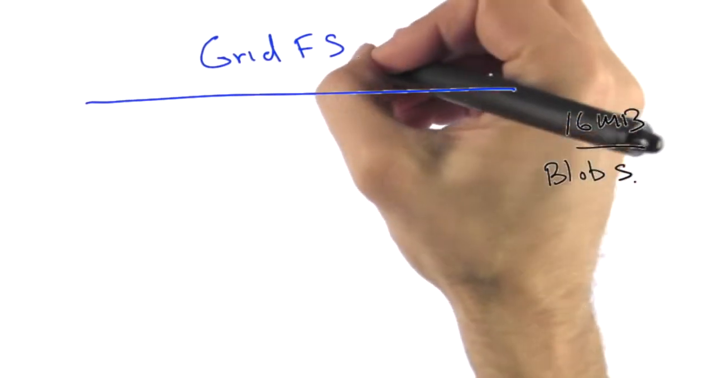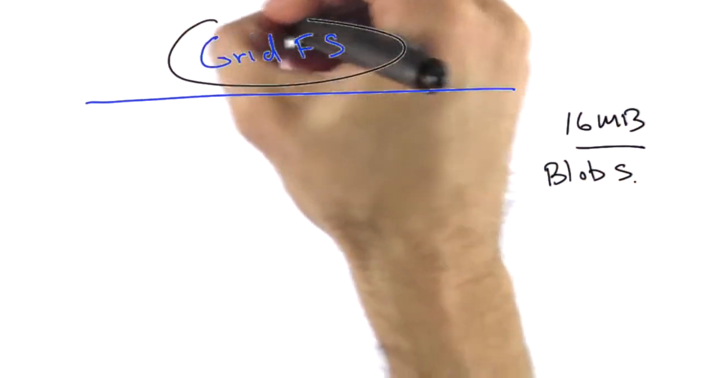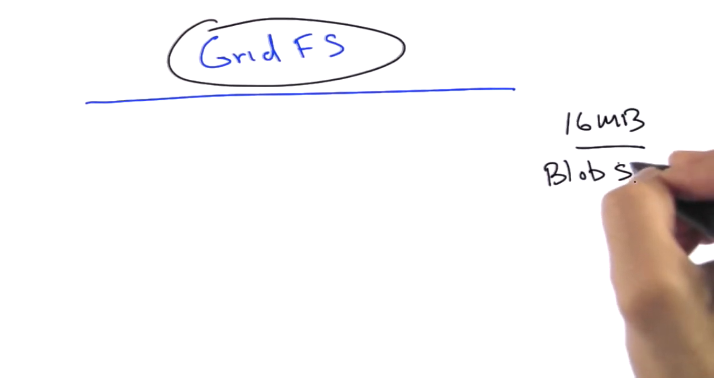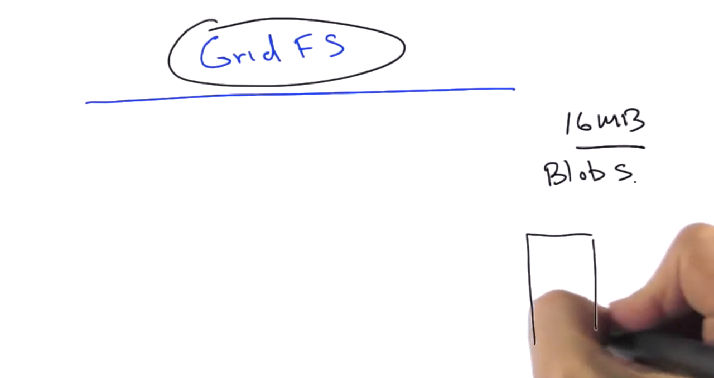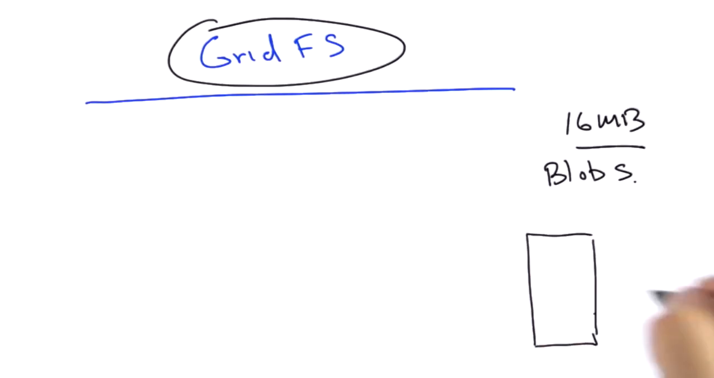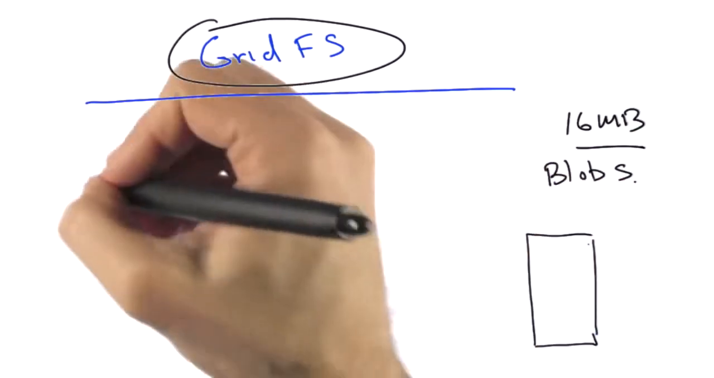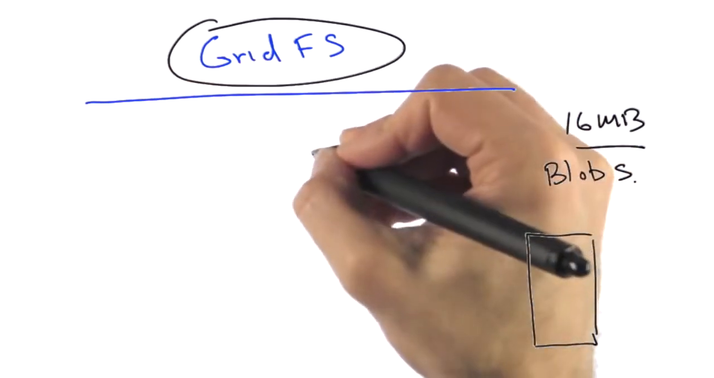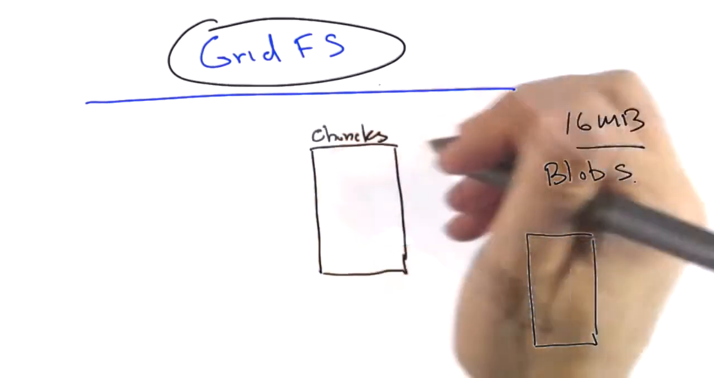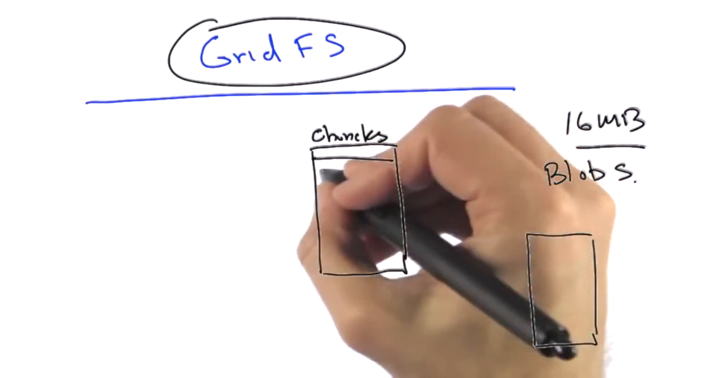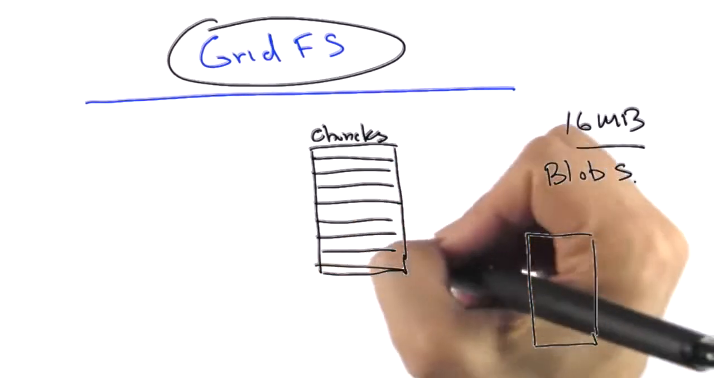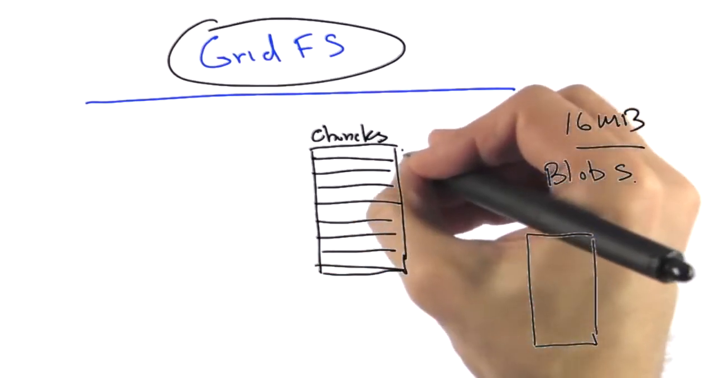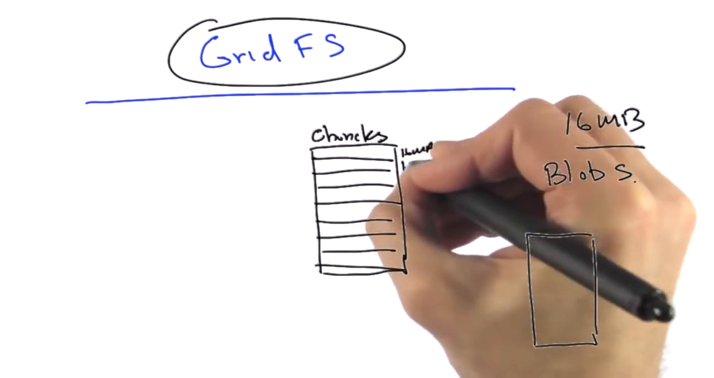Now, MongoDB has a facility called GridFS, and GridFS will break a large blob into pieces for you and store it into some collections. So, how does it work? Well, let's say you had a large file, and you want to put that file into MongoDB. MongoDB will break it up into two different collections. One is a chunks collection, and in the chunks collection, it will put one document for every 16 megabytes of data. So it'll break it up into 16 megabyte chunks and put it into the collection.